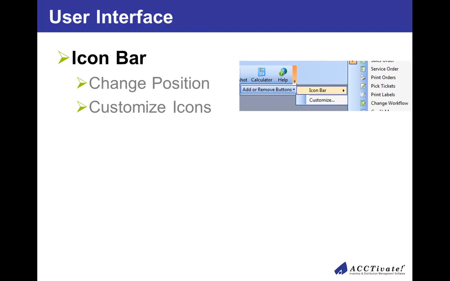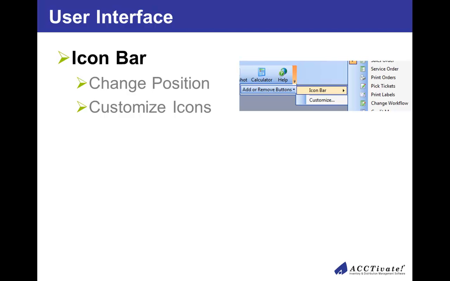So for a lot of you that have used ACCTivate for many years, you may not realize that you can change the icon bar. So I want to just point that out. In the software, once you're logged into the ACCTivate desktop, you can actually grab the icon bar and move it away from the top of the screen to the left, to the right, or on the bottom. And I'll show that as we jump into the demo.